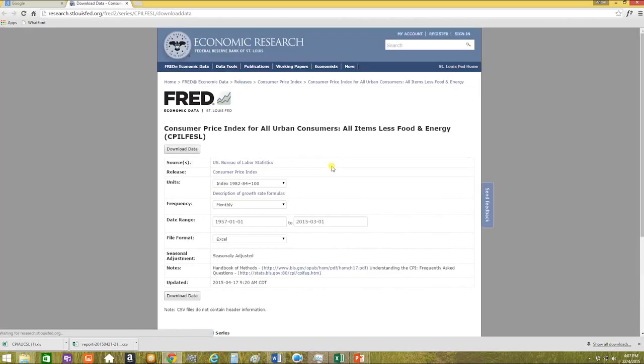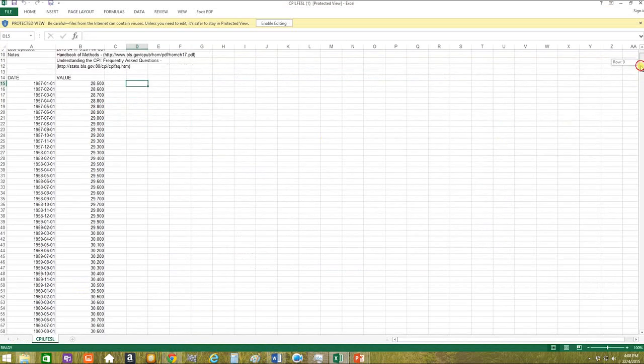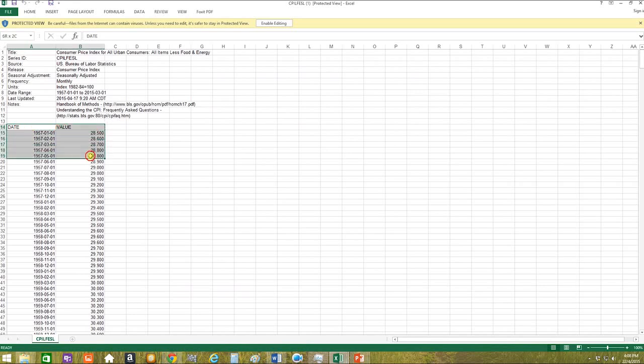This takes us directly to the St. Louis Fed CPI, all urban consumers, all items less food and energy, usual format. Click on the download data button, open up the data. As you can see, it's all very straightforward, very quick. And you can see here, we just have two columns, our date and our CPI ex food and energy value.